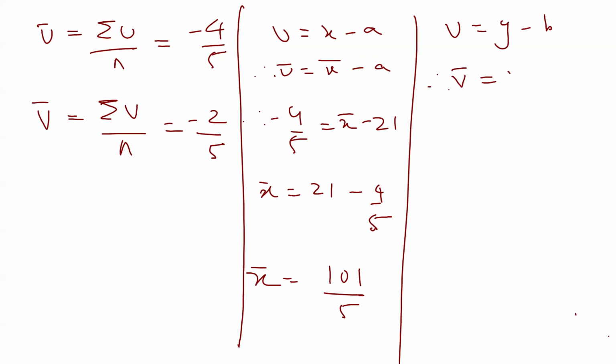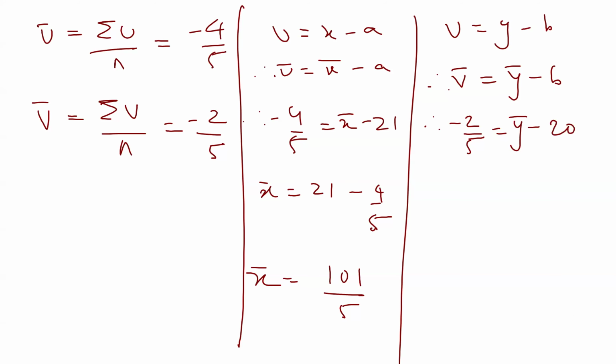Okay, v is equal to y minus b. Therefore, v bar is equal to y bar minus b. V bar is minus 2 by 5. Y bar we don't know. B is, I suppose it is 20. We have taken it earlier as 20.